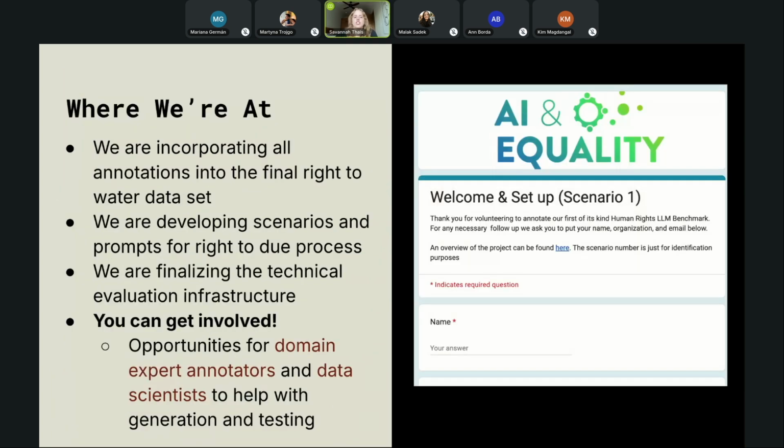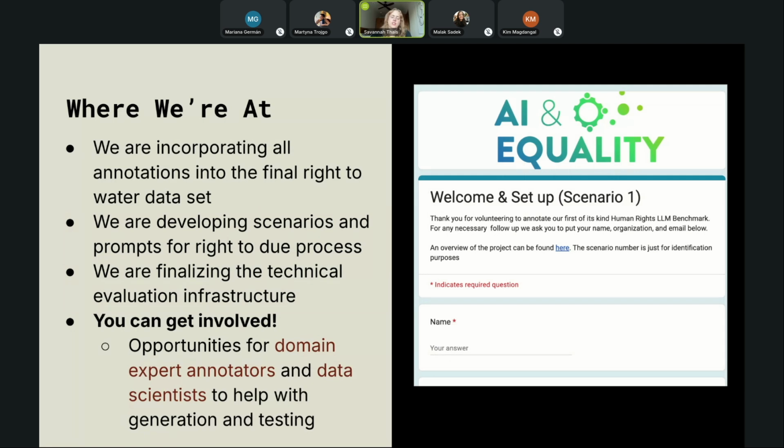And then finally, just to share a bit about where we're at in this process. We are finishing up incorporating all of our annotations into our final right to water data set, and then that will be published. We also are working on our second right now, due process. So we should have results for right to due process soon as well. And then we hope to scale up from there.